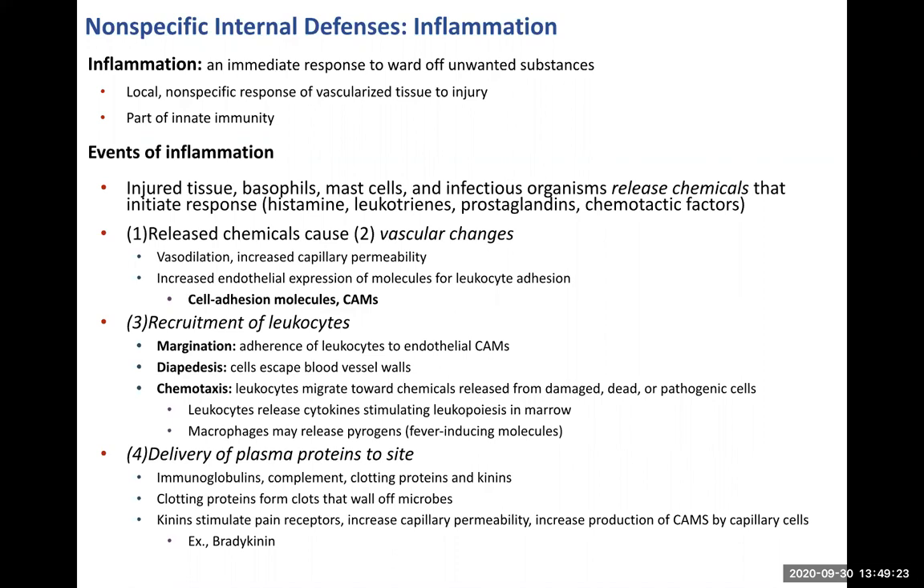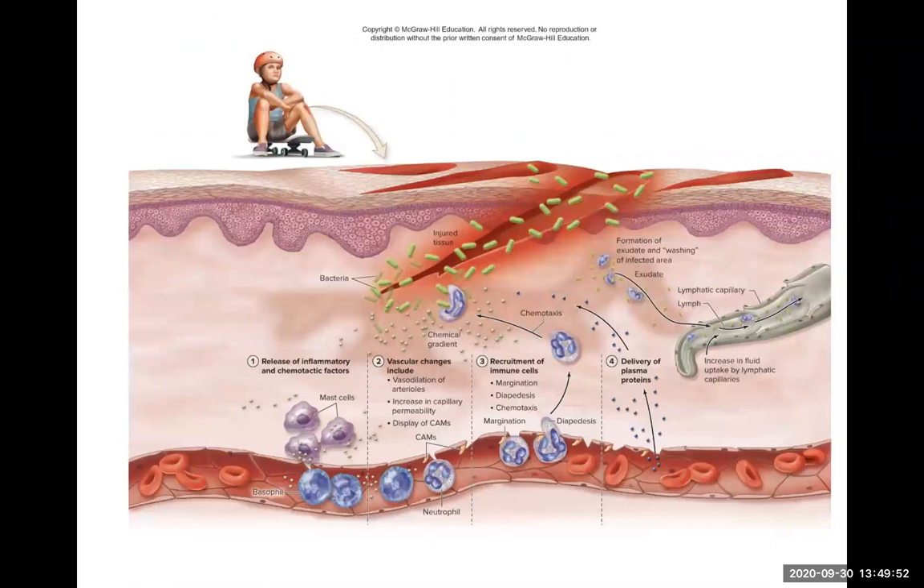And then the fourth process involves the delivery of antibodies and what we call kinins, which are a group of proteins that are involved in inflammation and help to further increase vascular permeability. Various clotting proteins and complement also migrate, as the fourth event in inflammation, to the site of infection or injury.